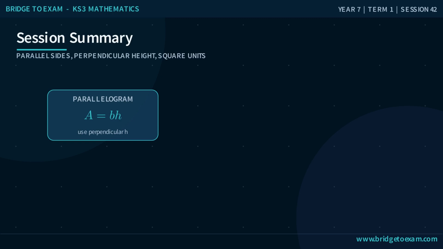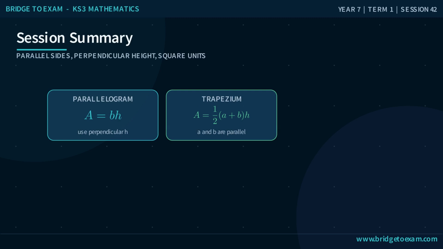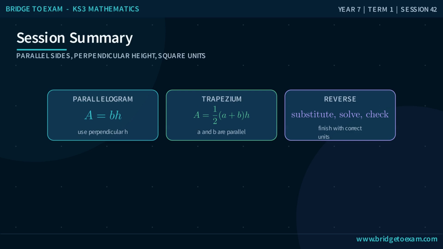Let's wrap up. Parallelogram area is base times perpendicular height. Trapezium area is 1/2 times the sum of parallel sides times height. Mark parallel sides, choose the perpendicular height, reverse formulas carefully, and use square units.